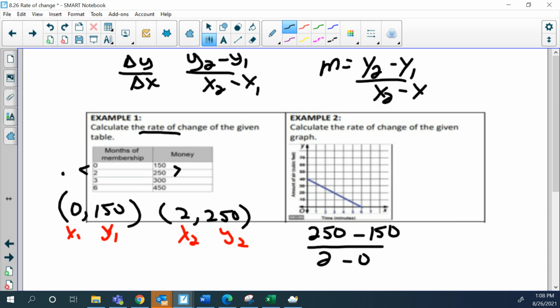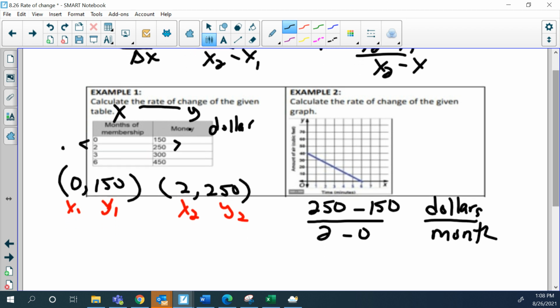Now, this is my y column, this is my x column. So for the y values we have money, and we use the units, dollars. So on the top, I'm going to have dollars here. And on the bottom, the units is month, so I'm going to put month on the bottom. And that's the only difference. And so we can go ahead and simplify this.